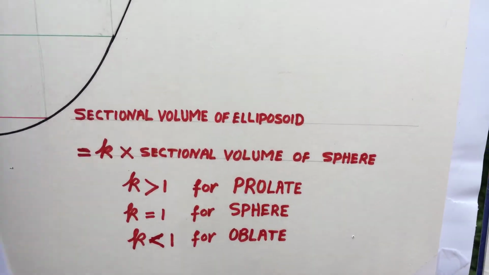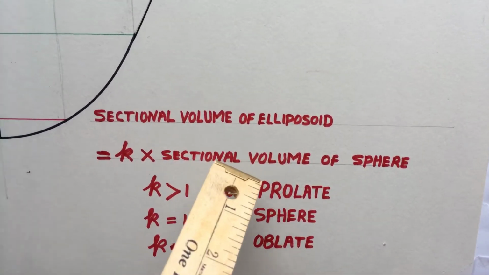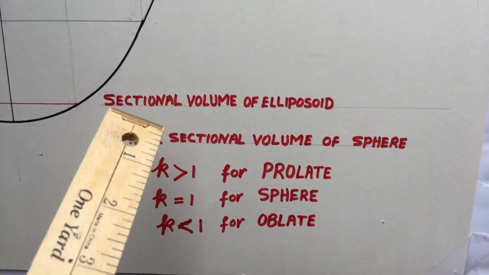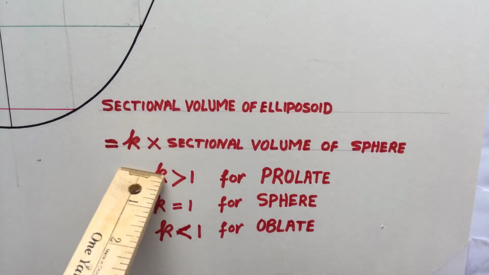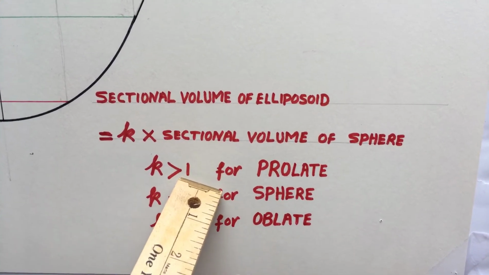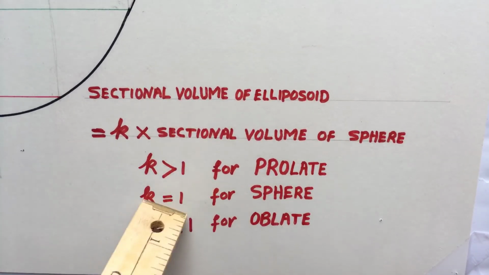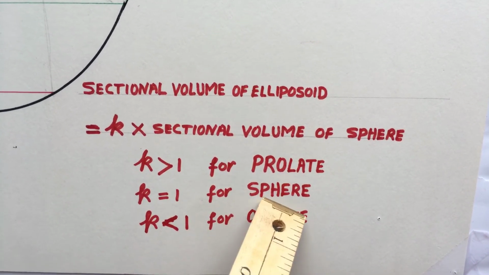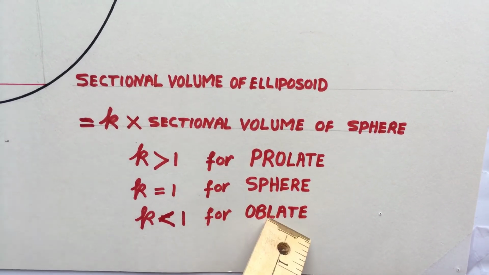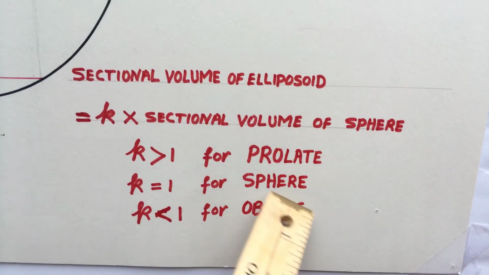Any section of the ellipsoid can be transformed into a spherical volume. So the only factor in between is k. When k is greater than 1, the ellipsoid will be prolate. If k is equal to 1, it is the sphere, and if k is less than 1, the spheroid will be oblate. Okay, thank you.